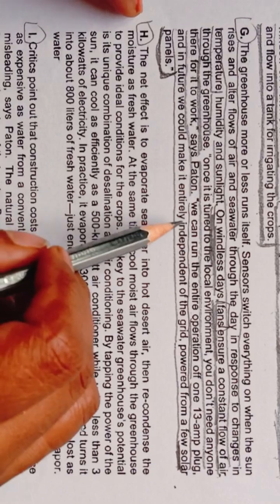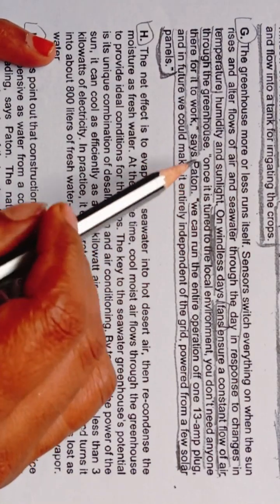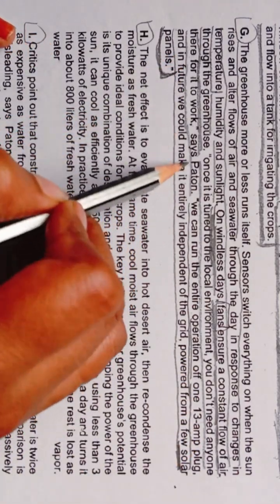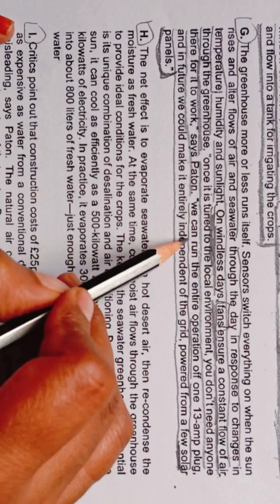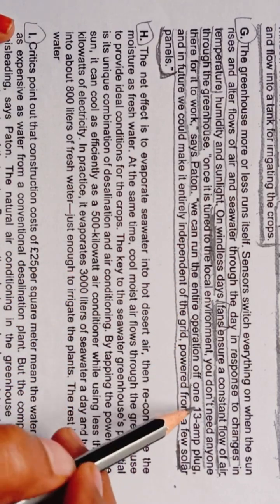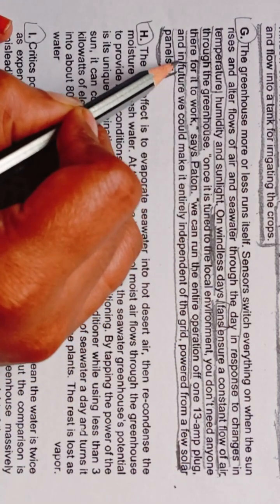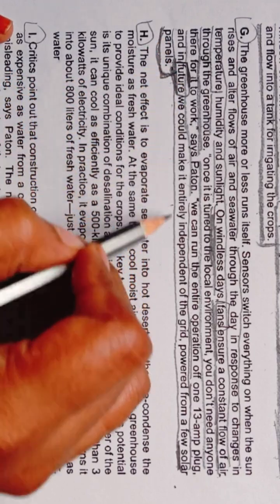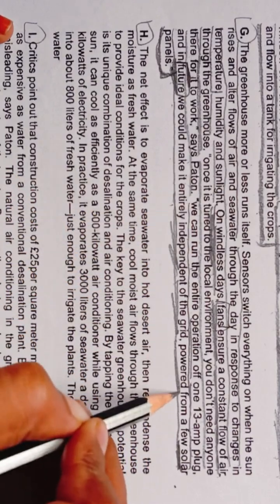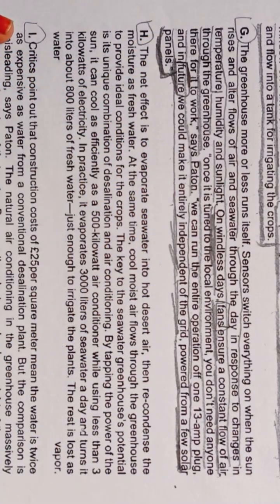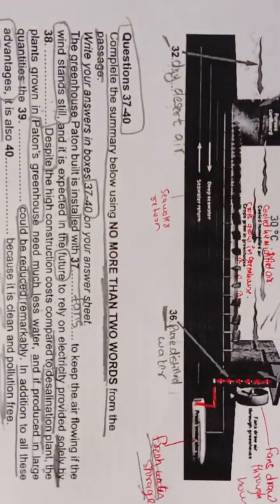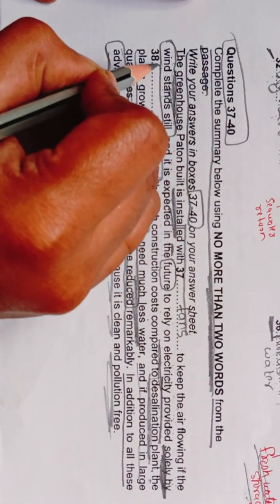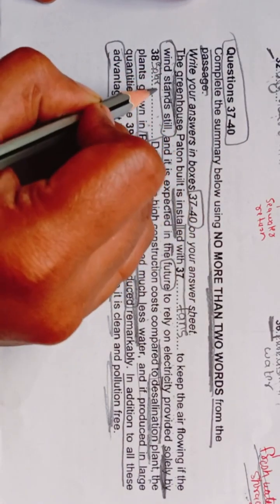So this thing also we have seen in the same paragraph only. Once it is tuned to the local environment, you don't need anyone there for it to work, says Pattern. We can run the entire operation off a 13 ampere plug, and in future, okay, so from here we will get our answer. This is our keyword. And in future we would make it entirely independent of the grid, powered from a few solar panels. Okay, so from here we are getting our answer. So our answer will be solely by solar panels. So our answer will be S-O-L-A-R, solar.